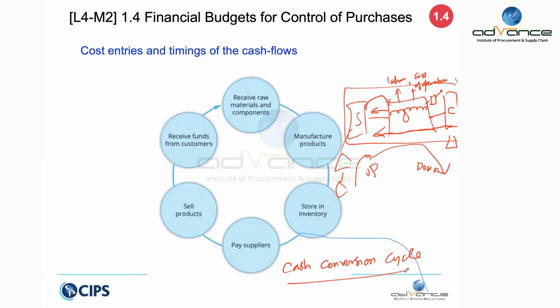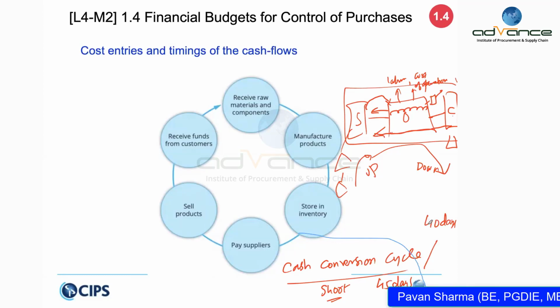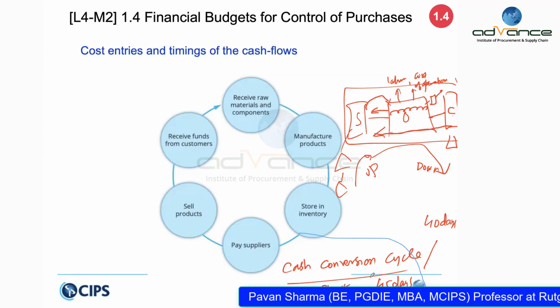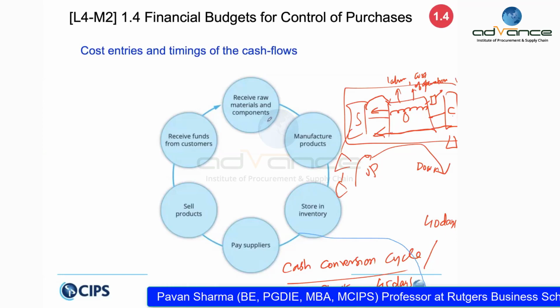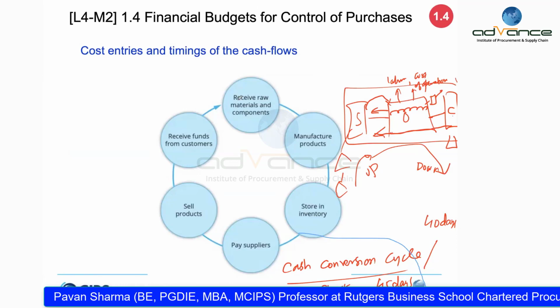Obviously, the efficiency of this cycle is how short is your cash conversion cycle. If my cash conversion cycle is 45 days and my competitor's cash conversion cycle is 40 days, I lose. Right? I lose. So I can benchmark the cash conversion cycle of my operation against.